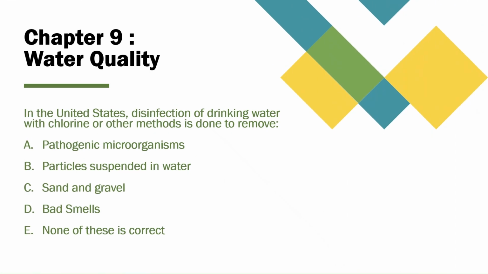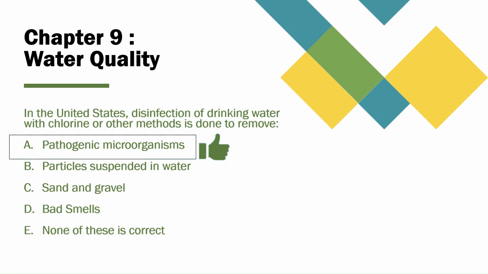In the United States, disinfection of drinking water with chlorine or other methods is done to remove A. Pathogenic microorganisms. B. Particles suspended in water. C. Sand and gravel. D. Bad smells. Or E. None of these is correct. The correct answer is A.